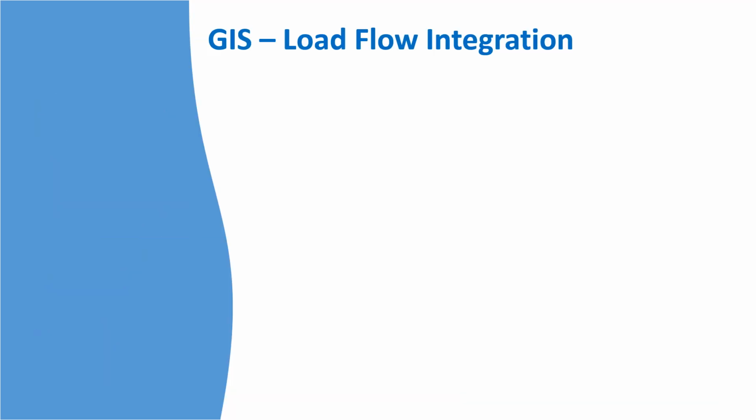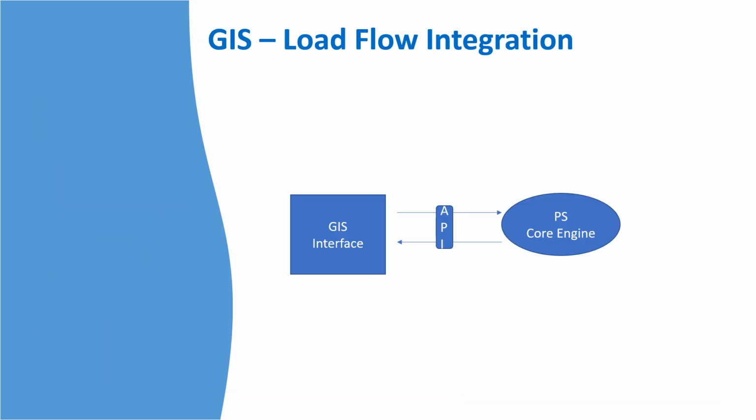GIS-based load flow integration, you can see. So the GIS interface is the geographical information system visualization of the network, and the power system core engine. Using the API we can integrate. As input parameters we will pass the pole load details, HT and LT lines and transformers, phase, load, power factor and so on. The power system core engine will execute and send back the over-voltage and under-voltage details that we can plot on the GIS interface to visualize.